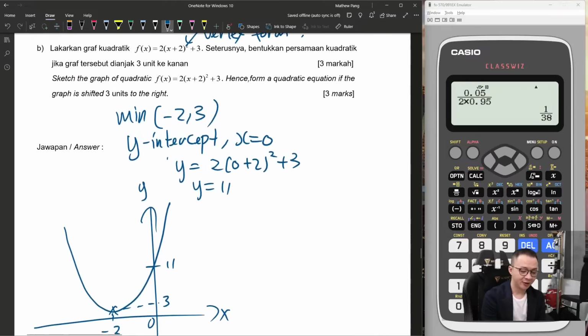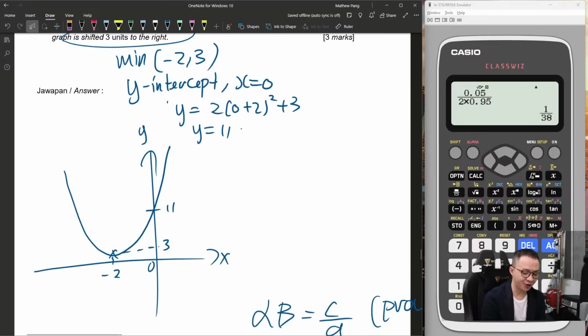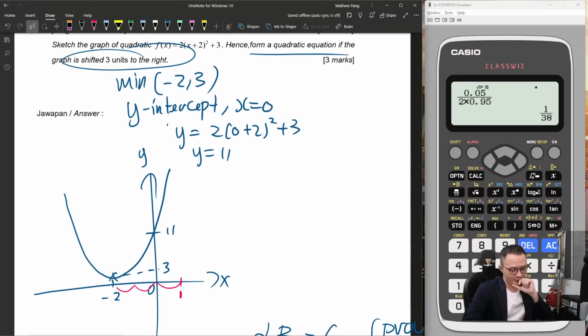Okay, now they asked us to form a quadratic equation if the graph shifts 3 units to the right. What happens if the graph shifts 3 units to the right? That means 1, 2, 3. The minimum x right now will go to the 1. Okay, so my graph should pass by the same thing here. Is it? Will I pass by the same thing?